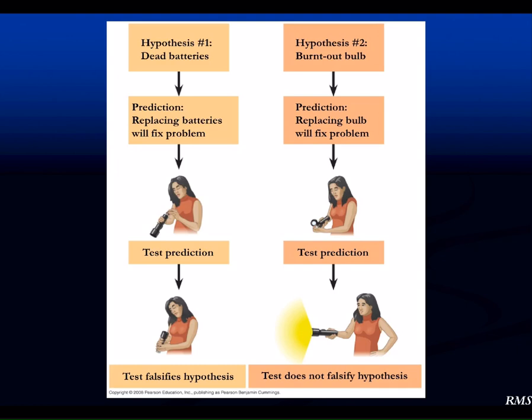but the flashlight still won't turn on. So what we're going to do is falsify that hypothesis, or we could also say we reject that hypothesis, because the dead batteries did not fix the problem. So let's go on and test hypothesis number 2, which was the bulb was burnt out.